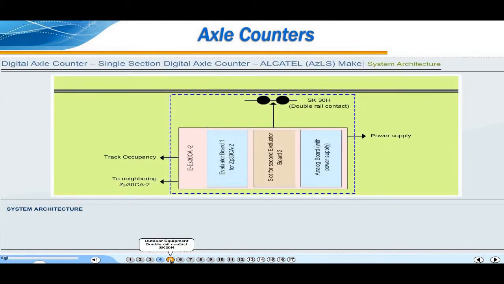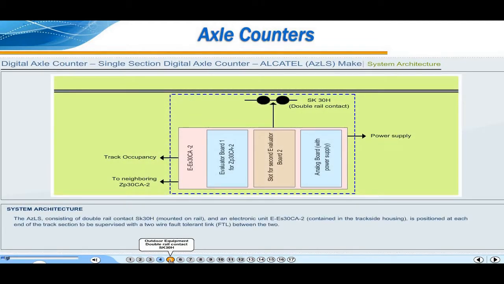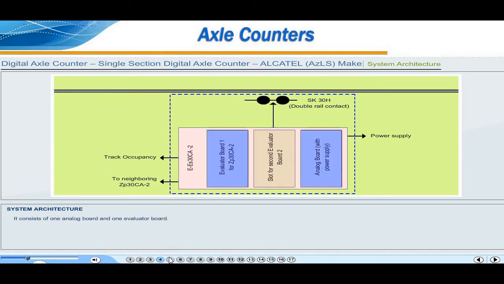System architecture. The AZLS consists of double rail contact SK30H that is mounted on rail and an electronic unit EES30CA2 that is contained in the trackside housing, positioned at each end of the track section to be supervised, with a 2-wire fault tolerant link, which is FTL, between the two. It consists of one analog board and one evaluator board.